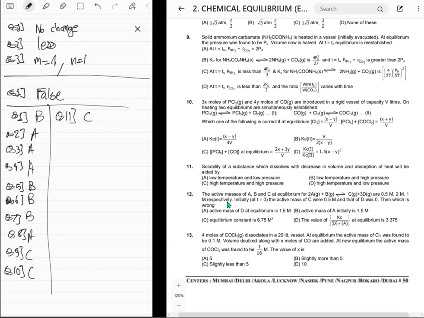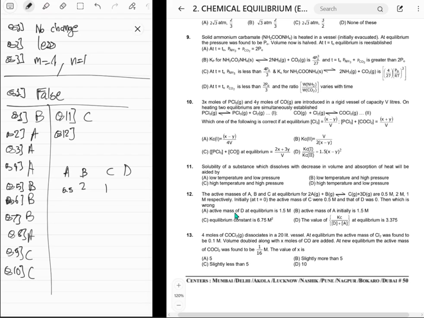Question number 11C. The active masses of A, B, C are at equilibrium for this reaction. These masses are 0.5, 2, 1. Initially, the active mass of C was 0.5 and that of D was 0. Which is wrong? So what's this thing? A, B, C, D at equilibrium. A is 0.5, B is 2, so B is 1 and C is 1. D we don't know.